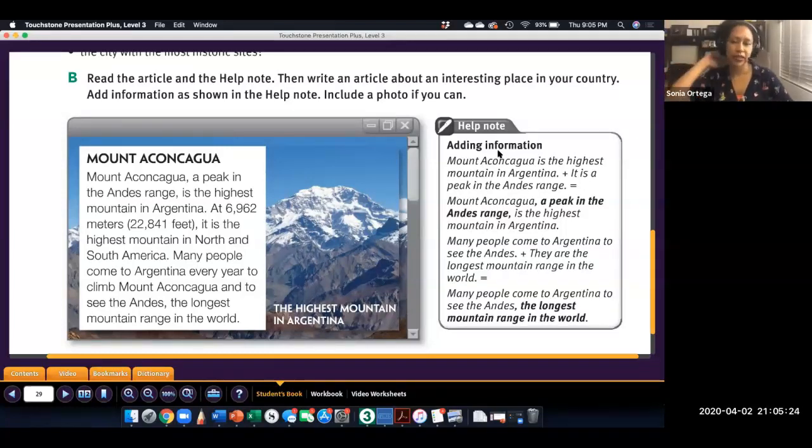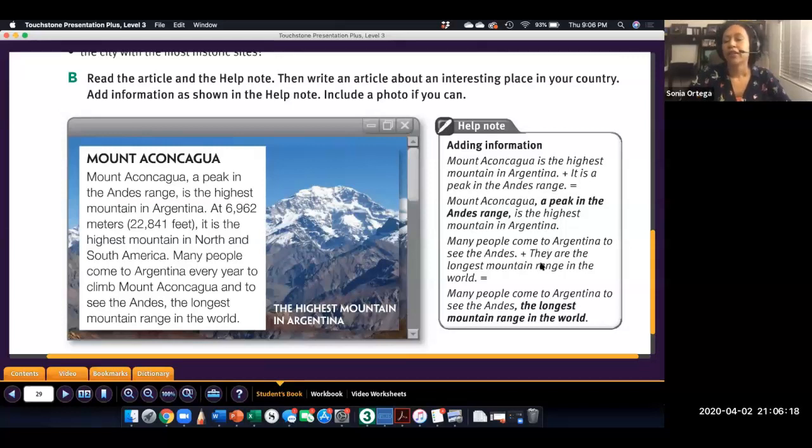So as your writing gets more advanced, you want to be able to combine sentences. So here, I could have a separate sentence that says it is a peak in the Andes range, but you can see that I can combine it by removing the subject and the verb, and then placing this right next to what I am describing. So here you can see I don't say at the end a peak in the Andes range, because then it sounds like Argentina is a peak. So when I combine sentences, this word here, a peak, is describing Mount Aconcagua. So I need to put these together.